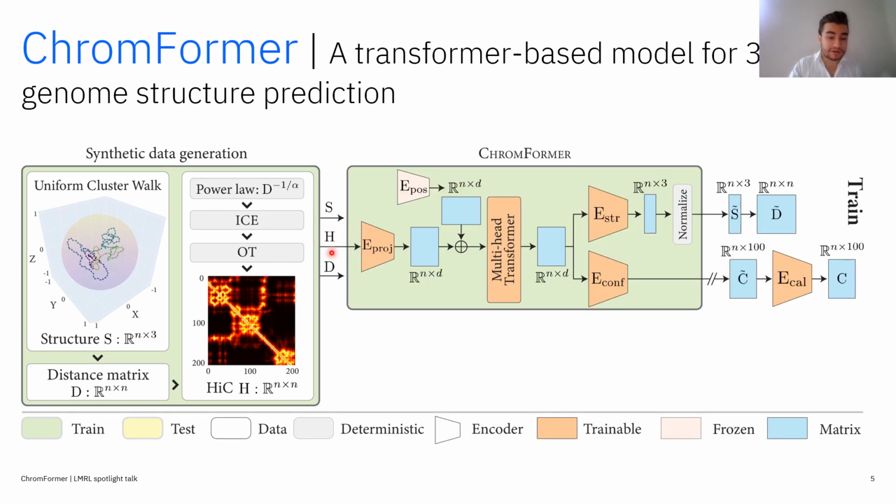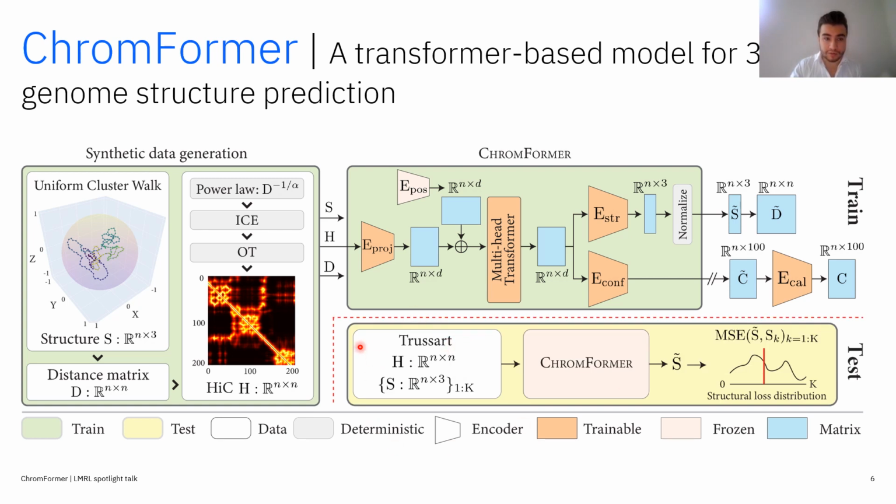The created Hi-C is then fed to ChromFormer, which predicts the 3D genome structure and the local confidence. We optimize the model using three objectives. The first two are distance-based losses between predicted and true structures. The third one is a confidence loss, which is simply a variation of AlphaFold's local distance difference test.